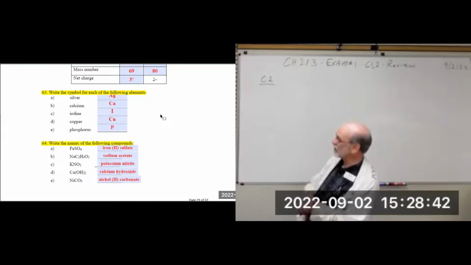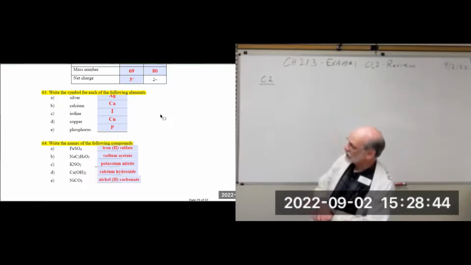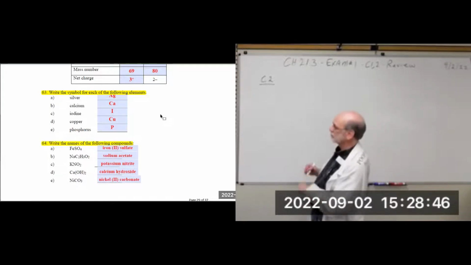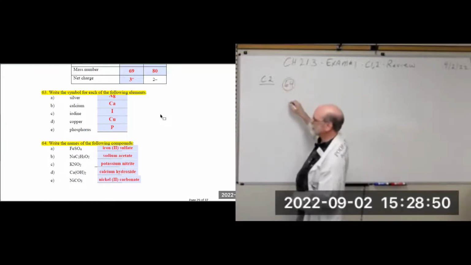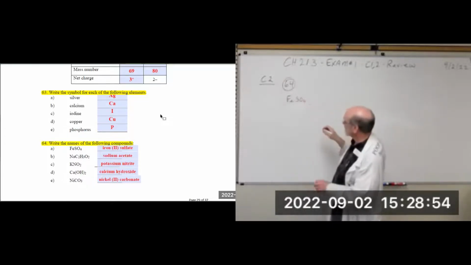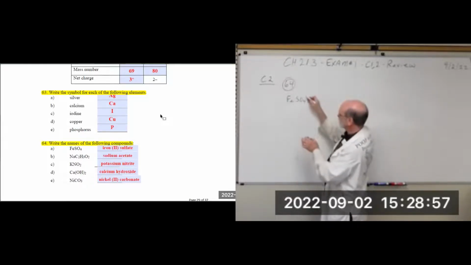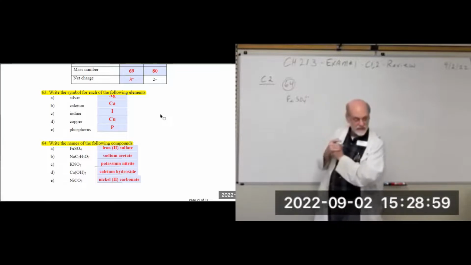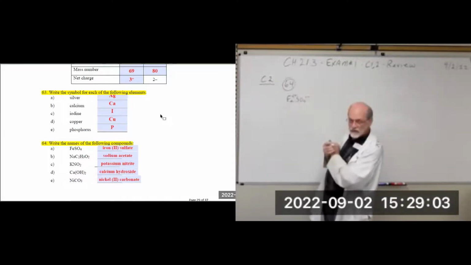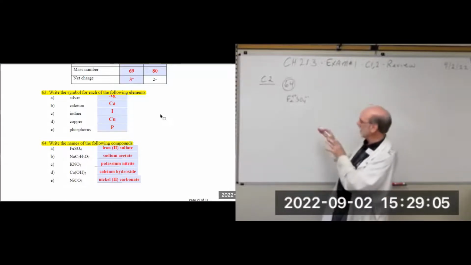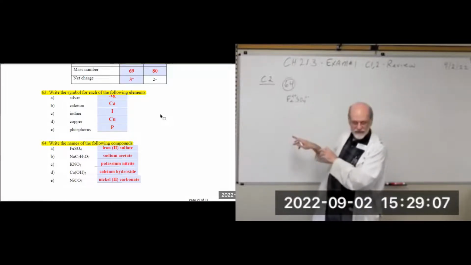Write the names of the following compounds. So with FeSO4, that's 64. FeSO4, what we need to know is this one is a 2- charge because it's a polyatomic ion. So that means this one has to be a 2+ because there's only one of them. So now we can write the name, iron 2 sulfate.